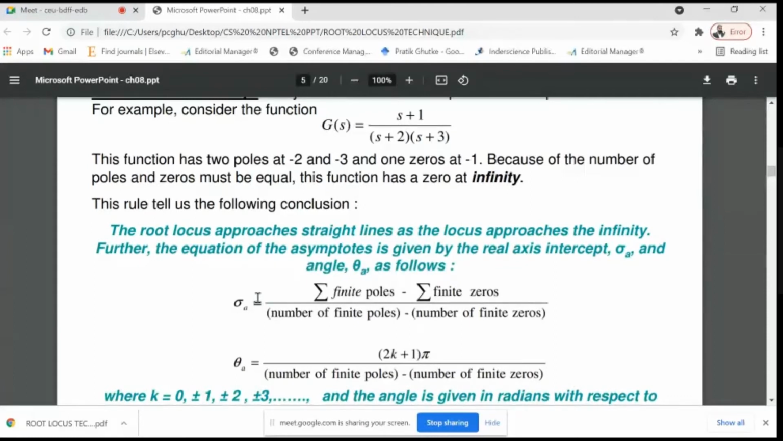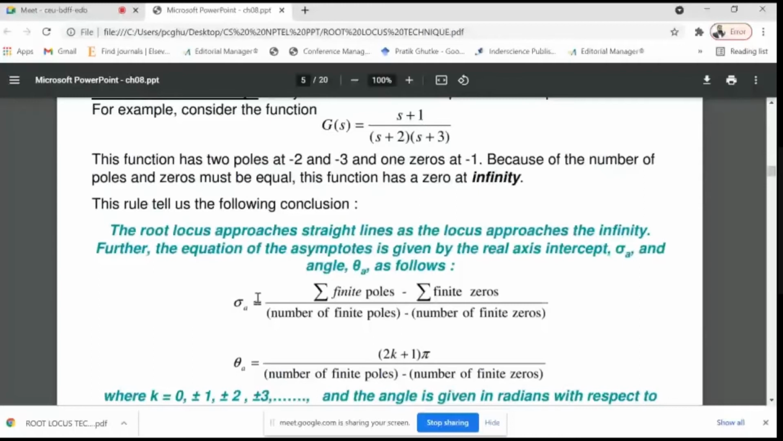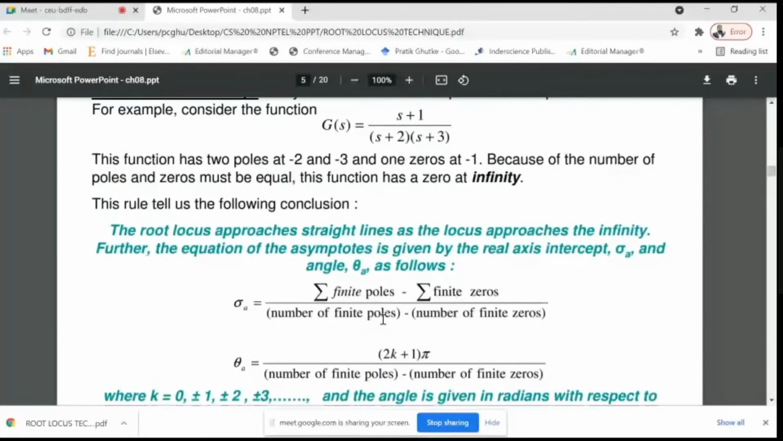In this case, minus 4 divided by the number of finite poles minus zeros: 2 minus 1, which means 1. So minus 4 divided by 1, that would be your asymptote. Have you understood this formula for calculating the asymptote? Yes, sigma A. This is your asymptote formula: summation of finite poles minus summation of finite zeros divided by the number of poles minus zeros, P minus Z. So this is the formula.